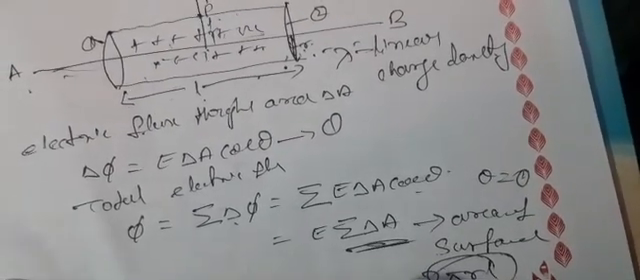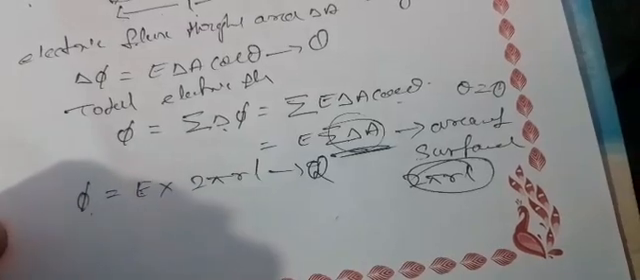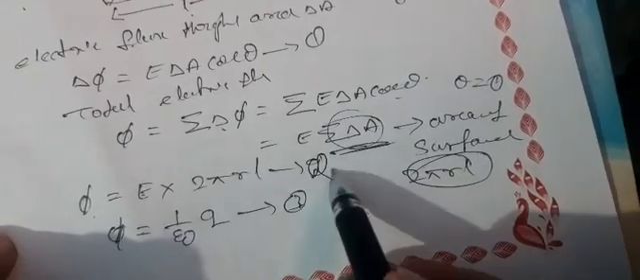Substituting the value, the total electric flux is E times the area of the surface, 2 pi r l, that is equation number 2. By Gauss law, the electric flux in a closed surface is equal to 1 by epsilon naught times Q, that is equation number 3. Comparing equations 2 and 3, we get E into 2 pi r l equals Q by epsilon naught, and pi cancels.